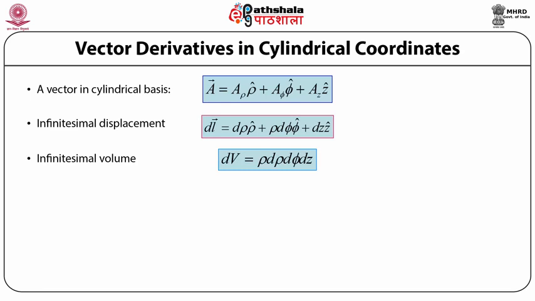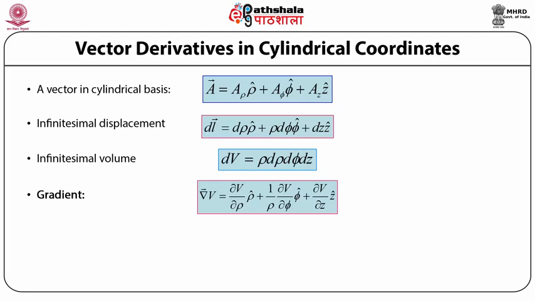Now let us define some of the derivative operations in the cylindrical coordinate system. So the gradient of a scalar v is defined as del v by del rho times unit vector rho plus 1 by rho times del v by del phi times unit vector phi plus del v by del z times unit vector z.